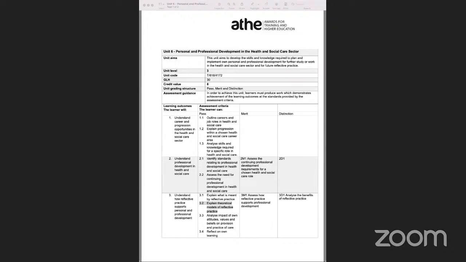So it is all about looking at how you reflect on your practice the first time you carried out a task or did a job, and then how you would do it differently now that you know what outcome could happen. That is what we are going to be looking at in terms of reflective practice. Now, there is a fair bit of content in this particular learning outcome that we'll be looking at covering.